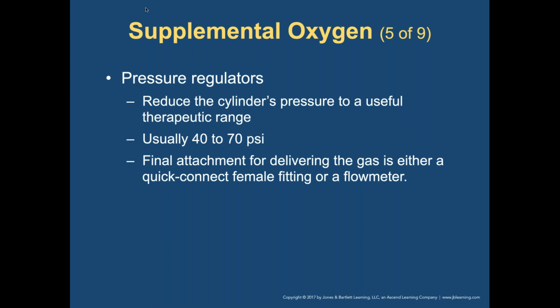After the pressure is reduced to a workable level, the final attachment for delivery of the gas is one of the following. We either use a quick connect female fitting that will accept a quick connect male plug from a pressure hose or a vent resuscitator. A lot of times we see that in the way we connect our non-rebreathers or nasal cannulas. Or you can have a flow meter that will permit the regulated release of gas measured in liters per minute. A lot of times that's what we use. So we can set it to 15 liters per minute, 6 liters per minute, 2 liters per minute, whatever we want to give.